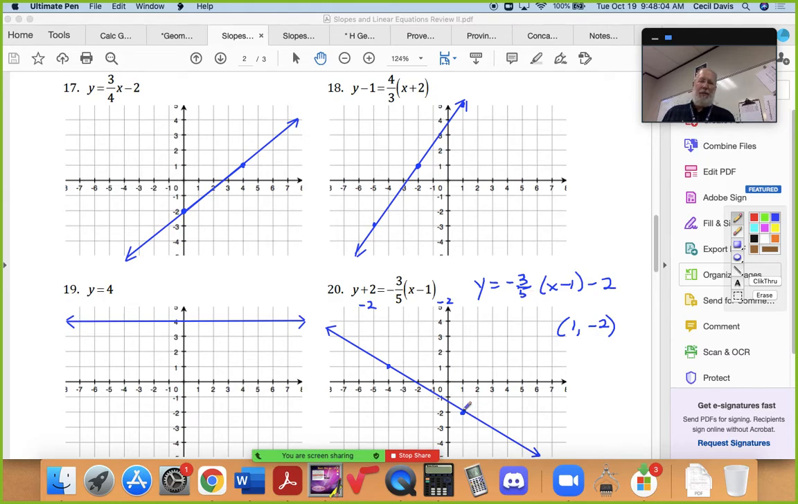So from this point, we can go down 3 and to the right 5 to get our next point, or remember, that's the same thing as 3 over -5. We could go up 3 and to the left 5 to get our next point. Okay? Any other questions on those four?